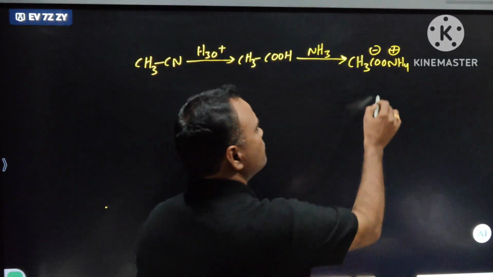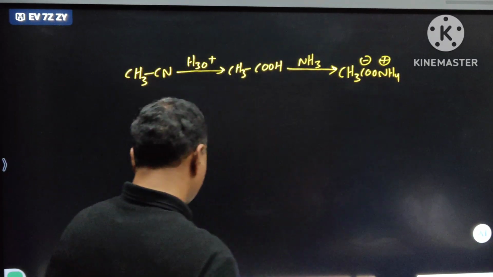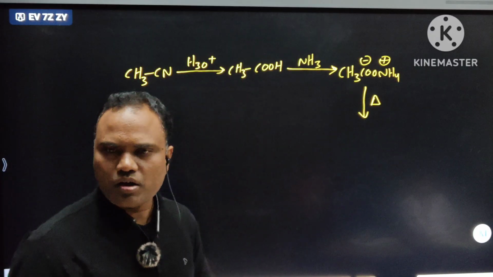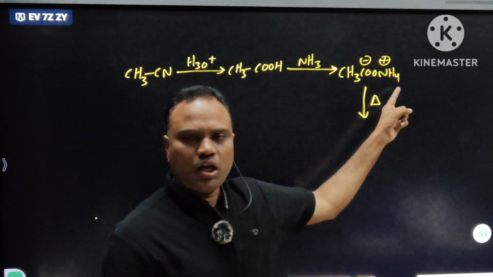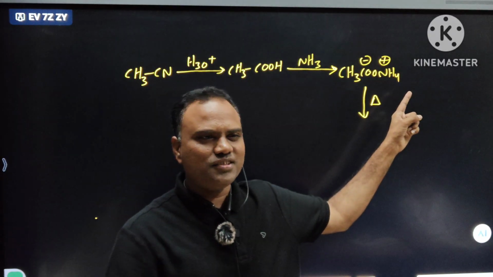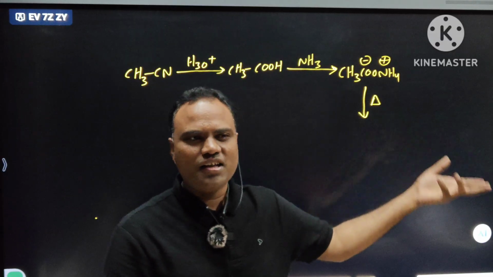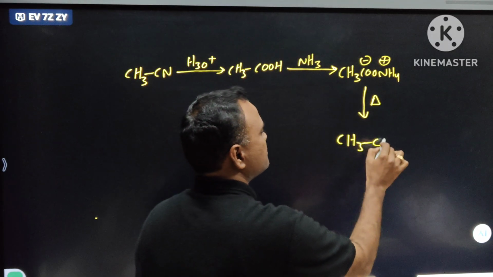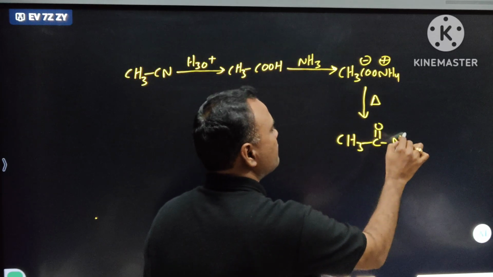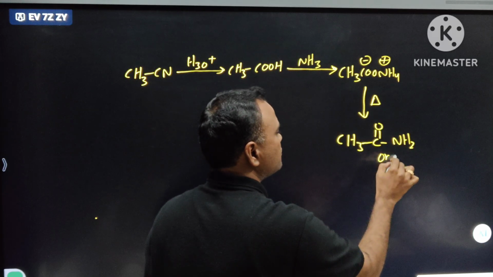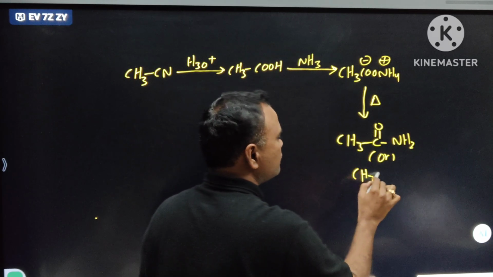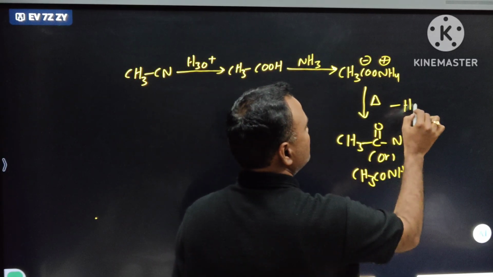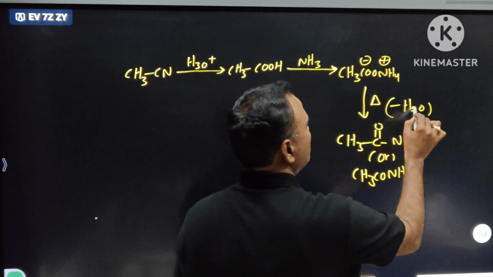Next, this is unstable. Upon simple heating, it loses a water molecule. Remove water from this: 2 hydrogens, 1 oxygen. So what will we get? CH3 C double bond O NH2, amide only. You can write it like this also, CH3CONH2, both are the same. By the elimination of water, we get amide.